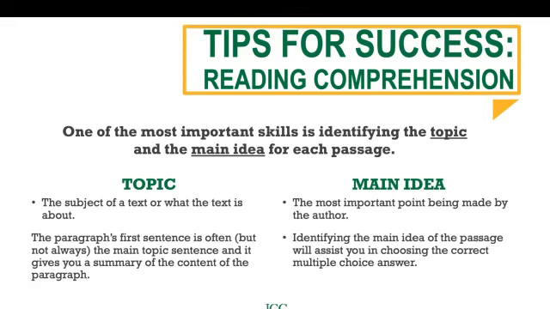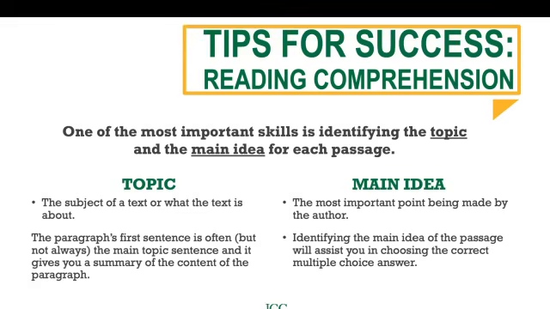Now, one of the most important skills is identifying the topic and the main idea for each passage. For example, when we look at the topic, we want to find out what the subject of a text is, or what the text is all about. So the first paragraph's first sentence is often, but not always, the main topic sentence. Usually that first sentence in that paragraph should give you a summary of the content of the paragraph.